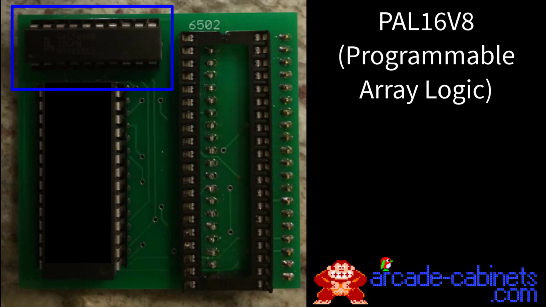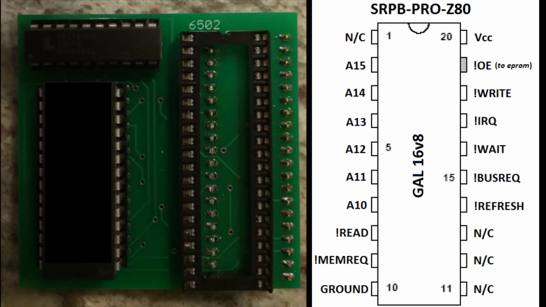And what I've done on my board is I've hooked it up like so. You can see we have address lines 15 through 10, the not read signal, the not mem request, of course the ground and the power, a not output enable that's going to go to your EEPROM to tell the EEPROM when to turn on, not write, not IRQ, not wait, not bus request, not refresh. You can actually skip not bus request and not refresh and not wait and probably not IRQ. But I hooked up all the CPU control lines because when I designed it, I wasn't sure exactly what things I wanted to monitor. So I monitored everything.